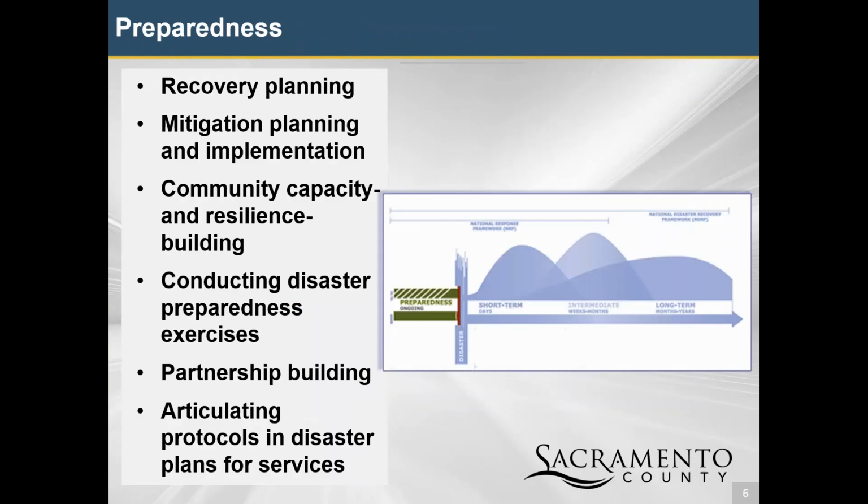Recovery planning, preparedness. This is something we all should know at this stage, because when a disaster happens, we've got to prepare before it happens. Recovery planning includes mitigation planning and implementation, community capacity and resilience building, conducting disaster preparedness exercises, partnerships, and after-action protocols and disaster plans for services. Now, there are some things we've got to take part in.